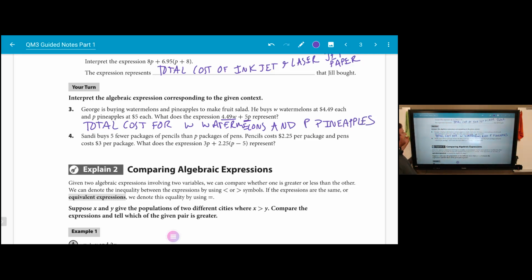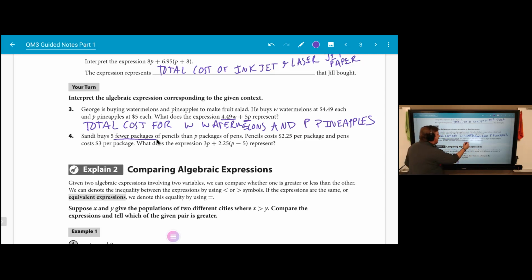Alrighty here, Sandy buys 5 fewer packages of pencils than P packages of pens. I think that's a tongue twister. Pencils cost $2.25 per package and pens cost $3 per package. What does the expression 3P plus $2.25 times P minus 5 represent? Again, we're only using one variable, but we can do that because she bought 5 packages fewer of pencils than P packages of pens.